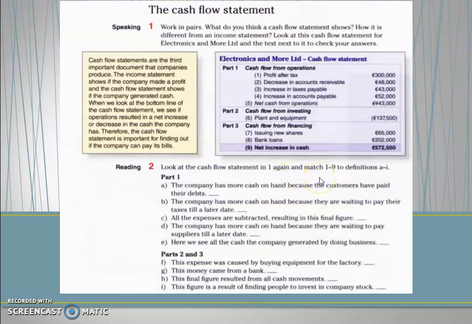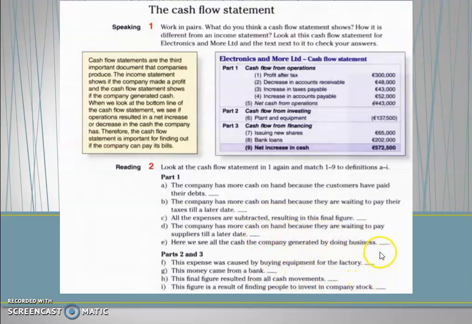And match 1 to 9 here. Number 1, 2, 3, 4, 5, 6, 7, 8, 9. Match 1 to 9 to definitions A to I. So you can write numbers in the space provided here, for each of the items here.